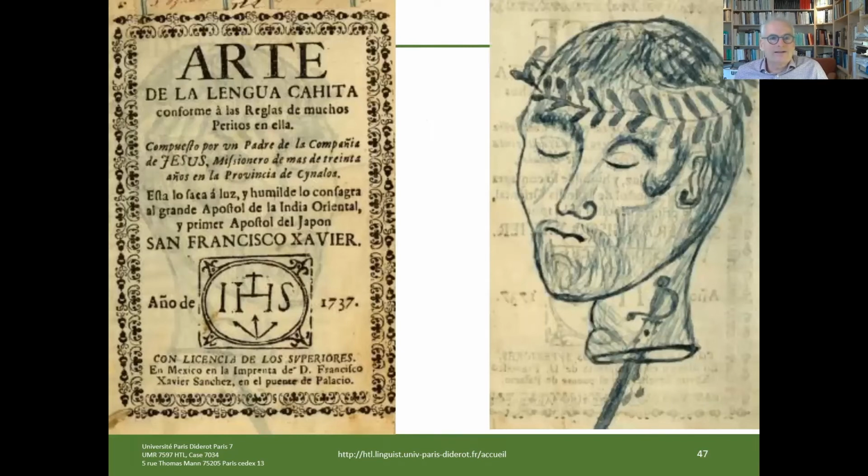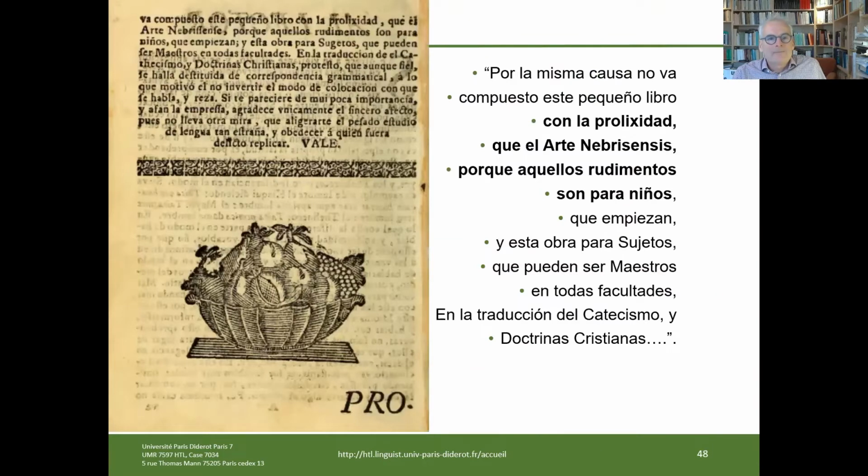Here again, the Arte de la lengua caída, it's an anonymous Jesuit, almost the same period as Manuel Perez, the 18th century. And you find here conforme a las reglas, again, in the subtitle. And here you find also the same opinion about Arte nebricense, talking about prolijidad, porque aquellos rudimentos son para niños. You have just for children the rules as you learn Latin as a child. And later maybe at college, and then you learn the rules.